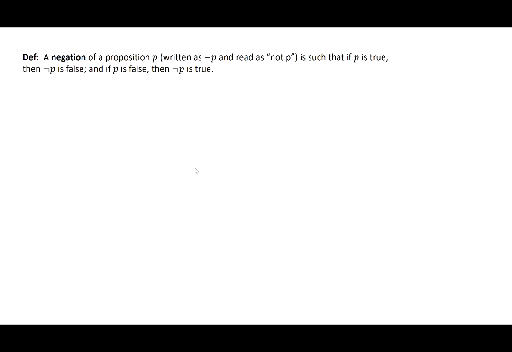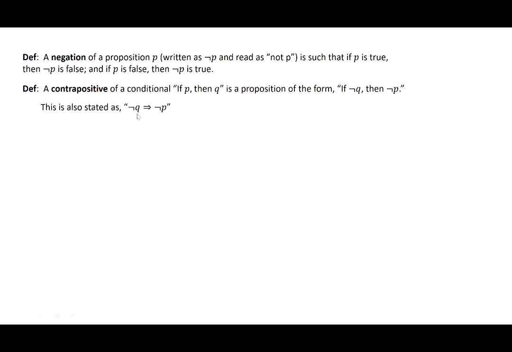A negation of a proposition P, written as that thing, and you must read it as not P, is such that if P is true, then not P is false, and if P is false, then not P is true. Okay, that's a negation. A contrapositive of a conditional if P then Q is a proposition of the form if not Q, then not P. Okay, if not Q, then not P. So let's see. You can write this as not Q implies not P.